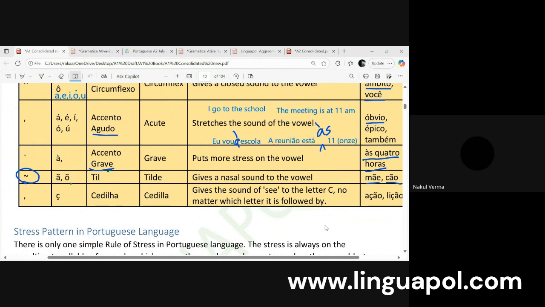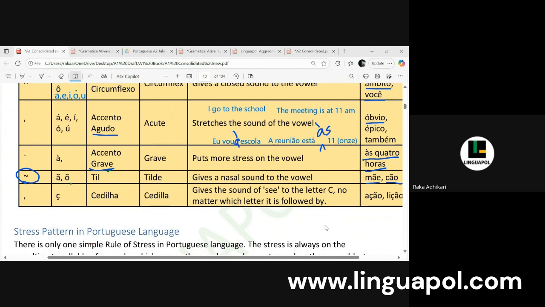Now it changes the pronunciation of the word. From what to what? From ka to sa. But the letter is C only. We read it as sa. So why do we need this accent to change the sound of this letter? Why exactly do we need the accent? The sound is already sa, right? Like in certo, we have read.